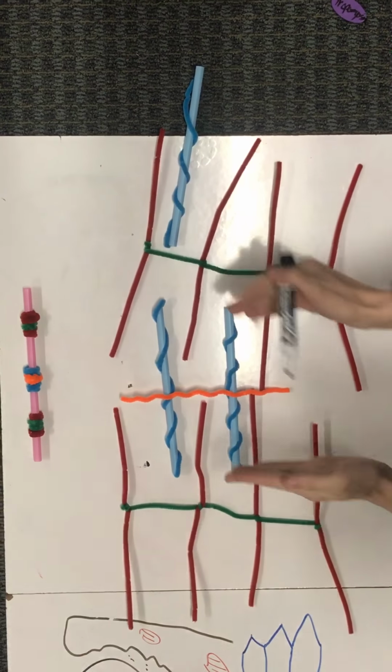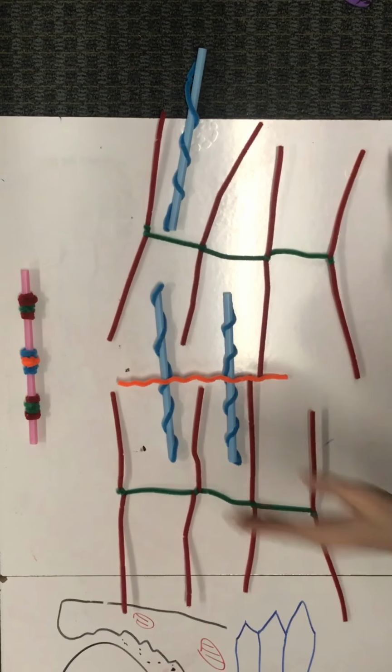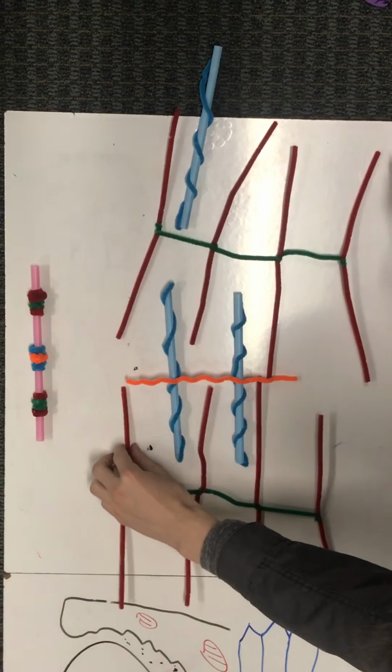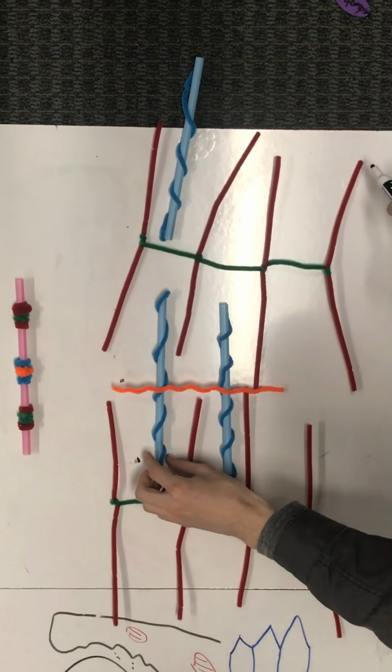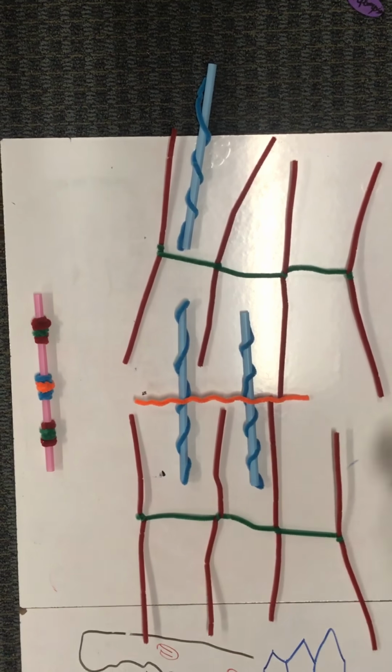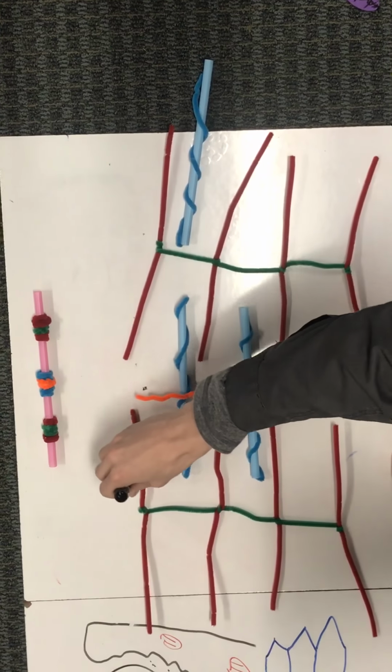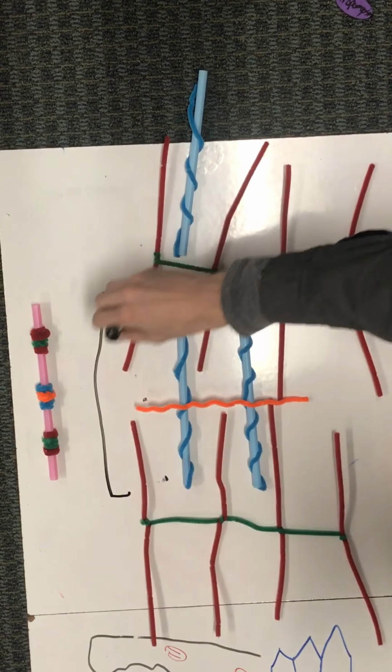Let's zoom in right here. We have a couple of pretty basic structures involved. We have actin filaments, those are thin. We have myosin filaments, those are a little bit thicker. We're working with two main bands here. We've got our A band, which is the length of the myosin filament.